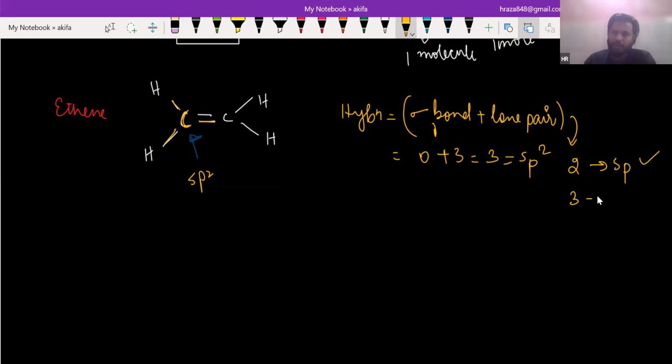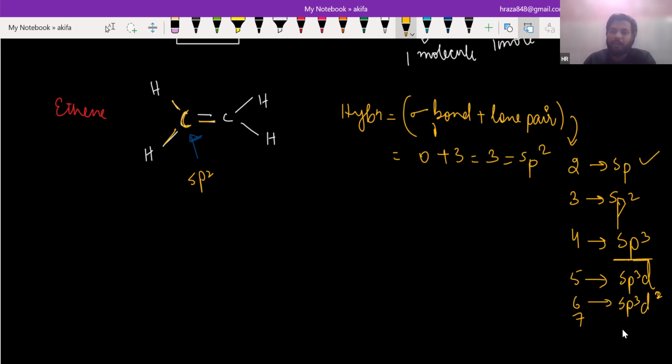If this sum equals 3, that means sp2, and if this sum is equal to 4, that is sp3. In case of carbon or organic chemistry, this will be the maximum. In inorganic chemistry, compounds like SF6, PCl5, you will get the value of this sum as 5, 6, 7. If you get 5, the hybridization will be sp3d. If you get 6, that will be sp3d2. And if 7, that will be sp3d3.